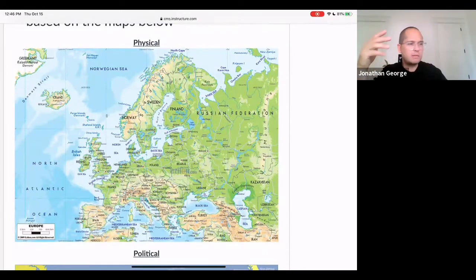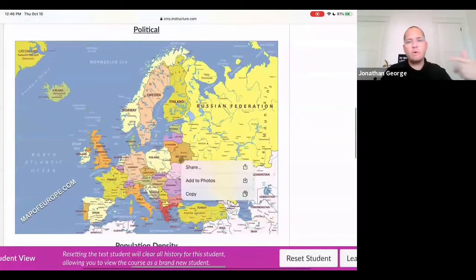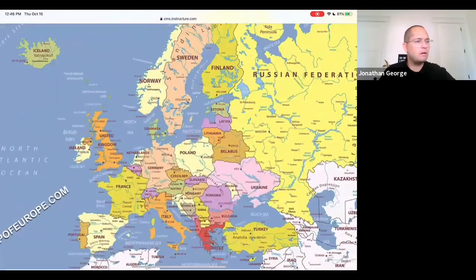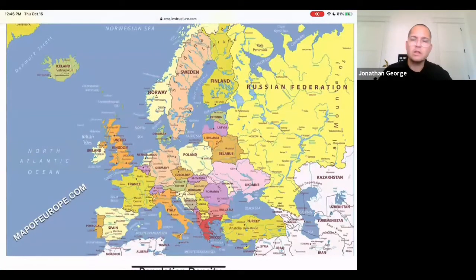It does have the labels of the different countries on there as well, but that's not the focus. And it does have cities, but again, that is not the focus. Political map, the focus is the names of the countries and the boundaries. That's the focus of a political map. The political boundaries, the capital cities, the names of the countries specifically.